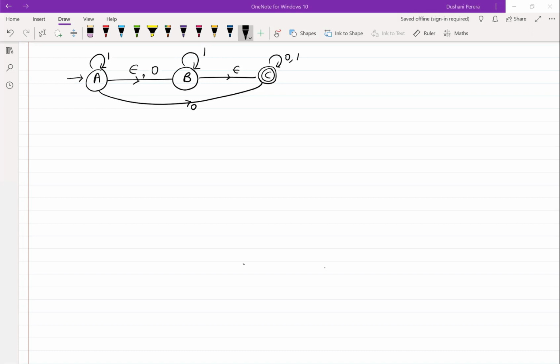So this is just what we did in the morning. Now we are given an epsilon NFA. We're supposed to convert this into a DFA. Okay, so in that process, somewhere down the line, we will be able to generate the NFA for this as well. So what do we first do?